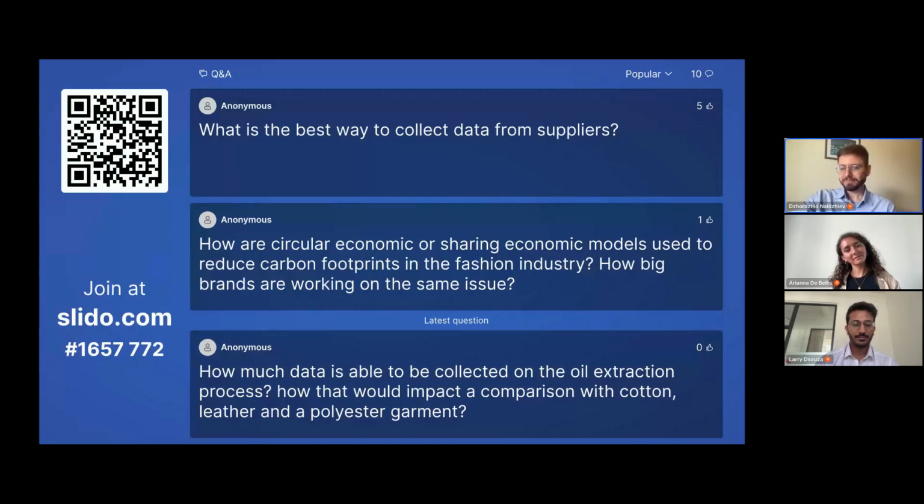So to begin with, let's see. The first one is, what's the best way to collect data from suppliers? Probably I can answer this one before passing the technical questions to Ari and Larry. Usually, and this is also a service that we offer from Plan A, in very simple terms, you can think of it as questionnaires, but it really depends on what your existing relationship with your suppliers is. If you already have some existing data flows, financial data, other types of data that you share with your suppliers, you would always begin with a conversation of what works for you and your business.